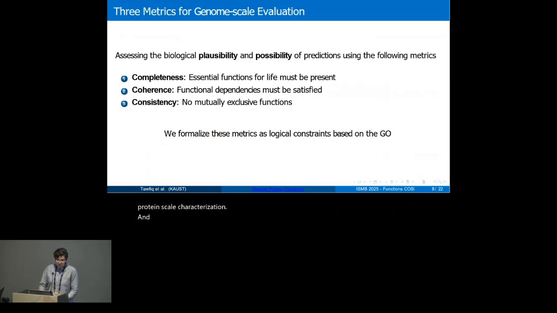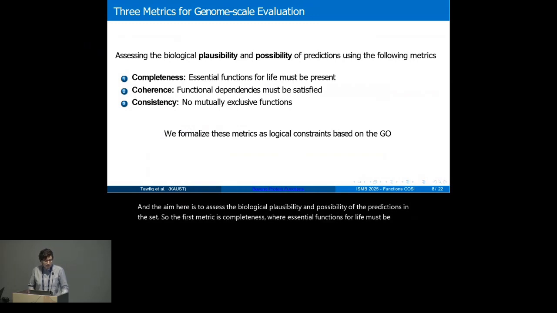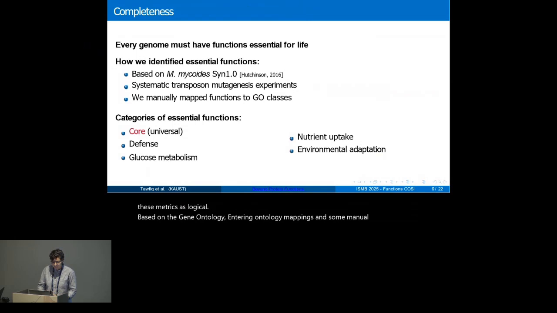So we come up with three metrics for what we call the genome scale evaluation task. The aim here is to assess the biological plausibility and possibility of the predictions in the set. The first metric is completeness, where essential functions for life must be present. The second is coherence, where functional dependencies must be satisfied. And the third is consistency, where no mutually exclusive functions can coexist in the set. We formalize these metrics as logical constraints based on the Gene Ontology, inter-ontology mappings, and some manual curation.